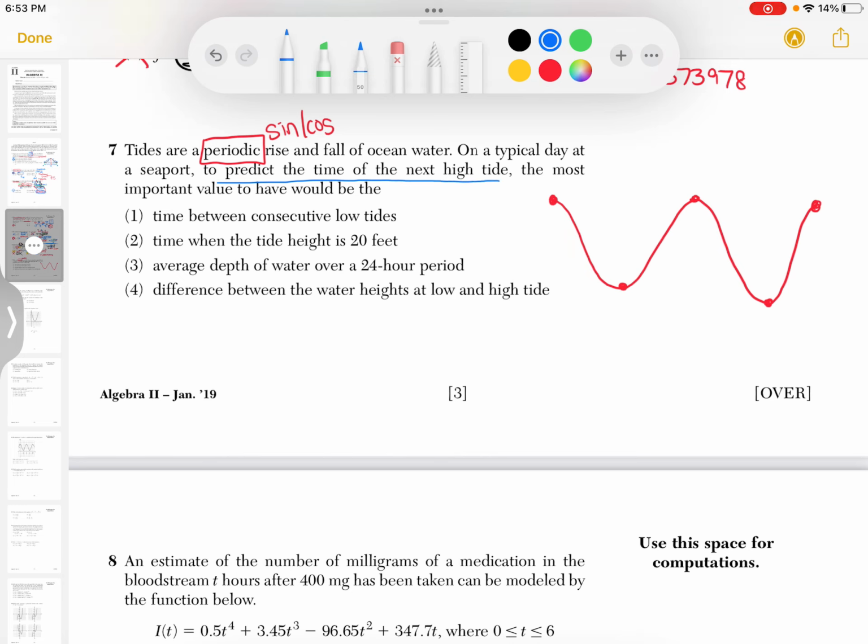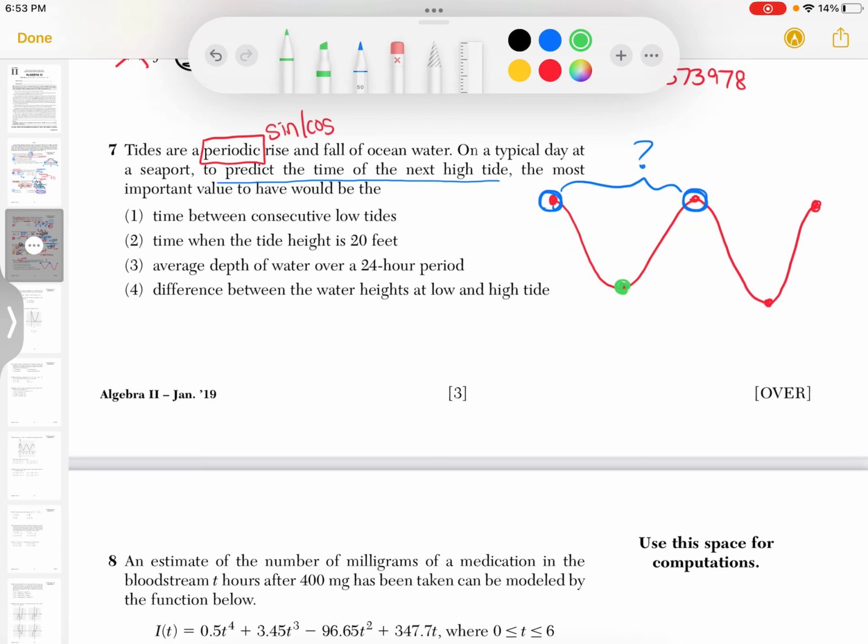It says, on a typical day, to predict the time of the next high tide, we have to look through these choices to figure out what the best representation would be. So really, I'm trying to go find the distance from here to here. This is what it's asking me to find. How could we find that? Let's read through the choices.